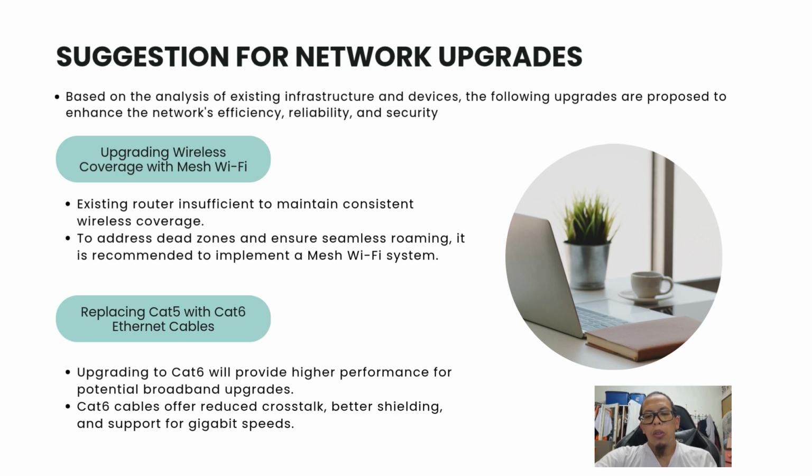Then we move to the second suggestion, which is replacing Cat5 with Cat6 Ethernet cables. Upgrading to Cat6 will provide better and higher performance for potential broadband upgrades. As we know, Cat6 cables offer reduced crosstalk, better shielding, and support for gigabit speed.